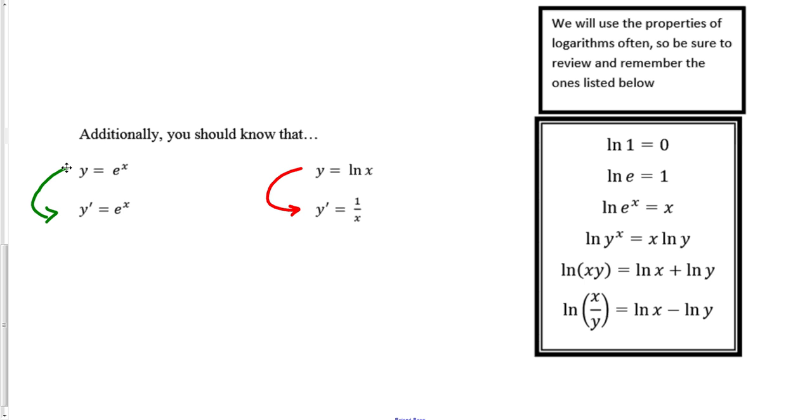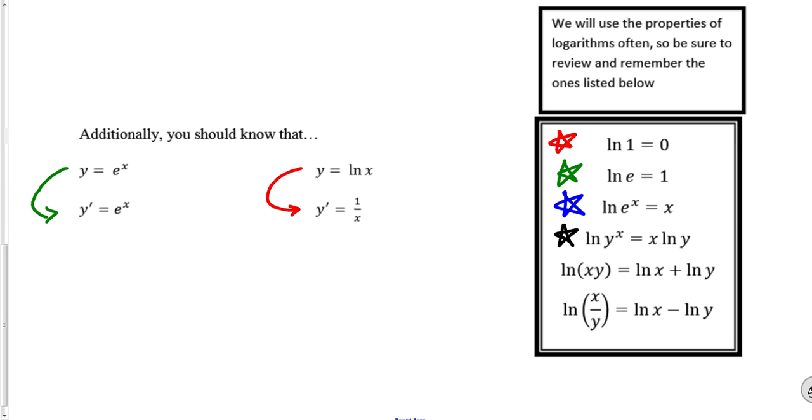Now, because we've introduced natural log, we probably need to talk about a couple of the rules. And again, these are rules that you need to know, so you kind of have to memorize these. If you're going to memorize the other stuff, add this in. Natural log of 1 is 0. Natural log of e is 1. Natural log of e to the x is the same as just x.